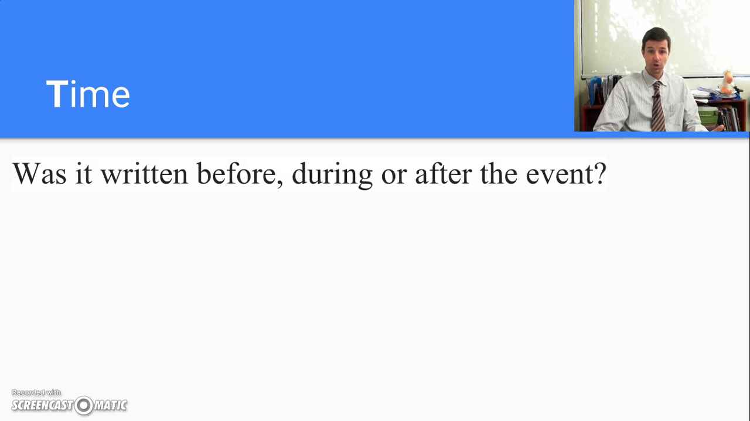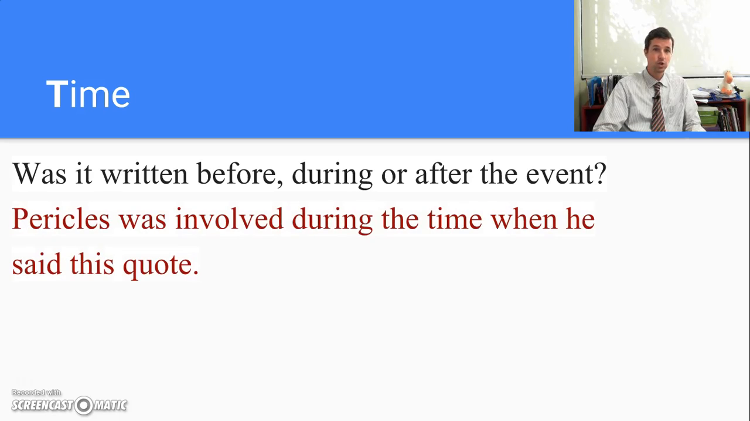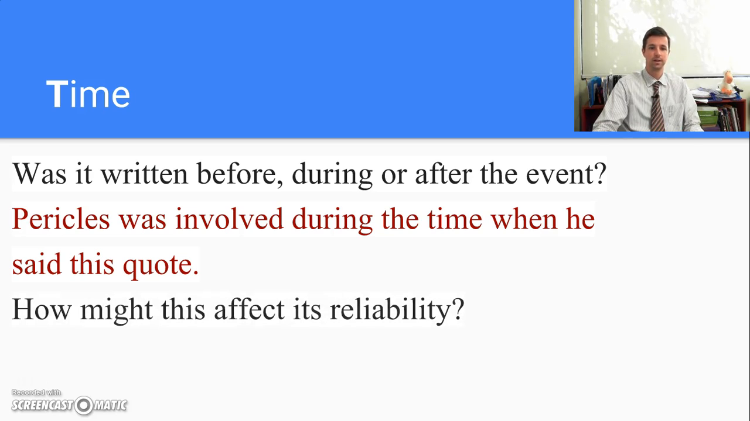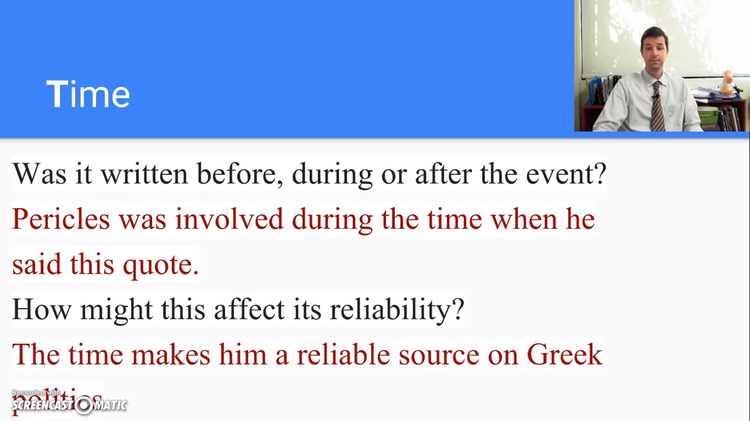Time. Was it said during or before or after an event? Was this said during his time as a ruler of Greece? So was he aware? Is he knowledgeable of the situation? Sure. Is he aware of how politics work then? Definitely. Now, how does this affect his reliability? It makes him reliable on the state of politics in Athens and in Greece.